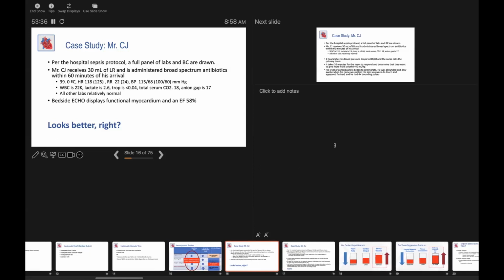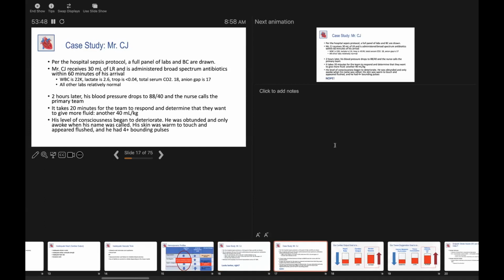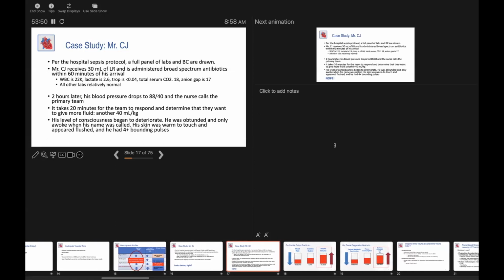So here's the problem. We're all tunneled. We're tunneled on the lactate. And we're saying, hey, he looks much better. Rapid response can go back to wherever they go. Nobody needs to be worried. And here we are, 2 hours later, blood pressure drops to 88/40. Nurse calls the primary team. It takes 20 minutes for that team to respond and determine that they want to give more fluid, and they're going to give him another 40 mLs per kilogram.